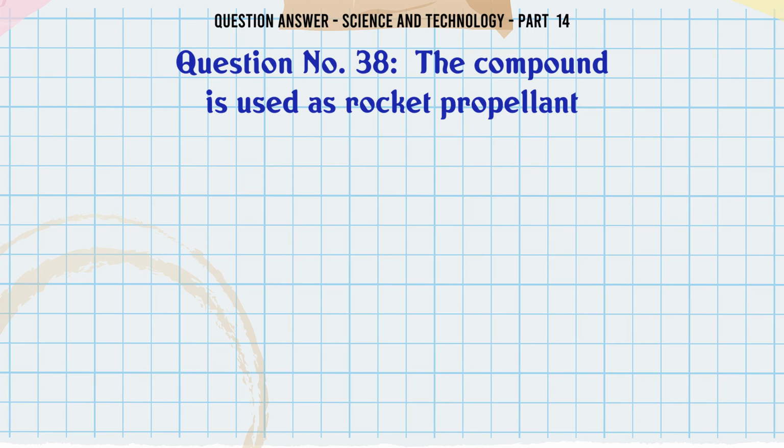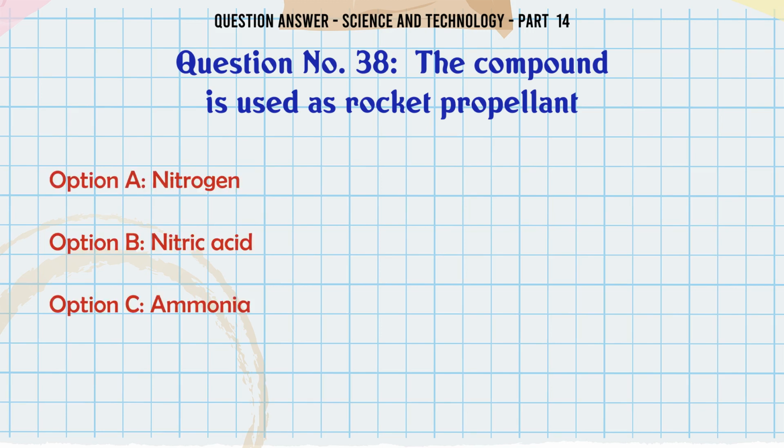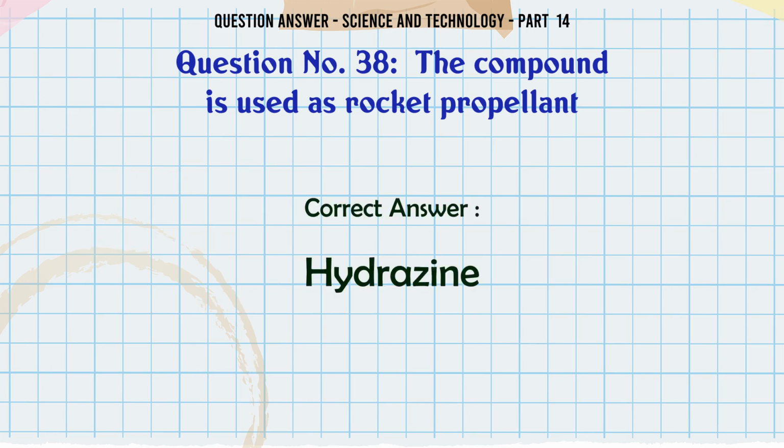The compound used as rocket propellant is A. Nitrogen, B. Nitric acid, C. Ammonia, D. Hydrazine. The correct answer is hydrazine.